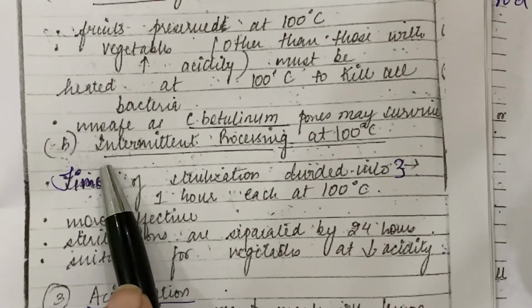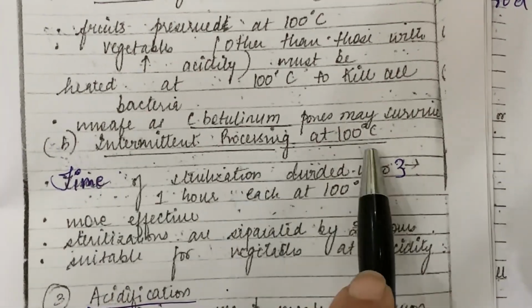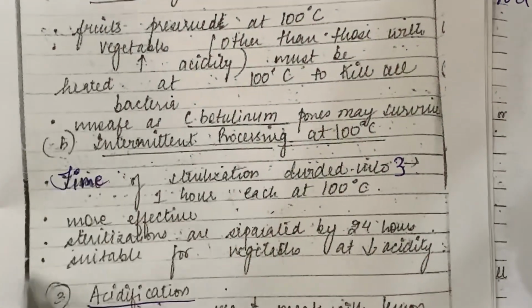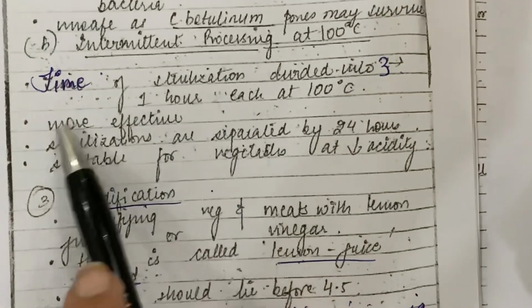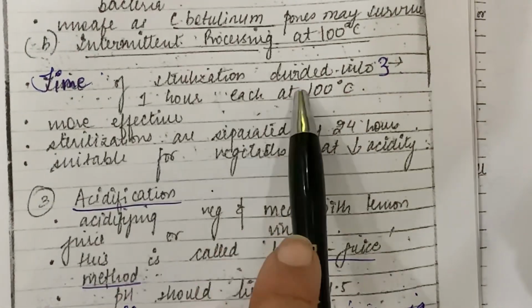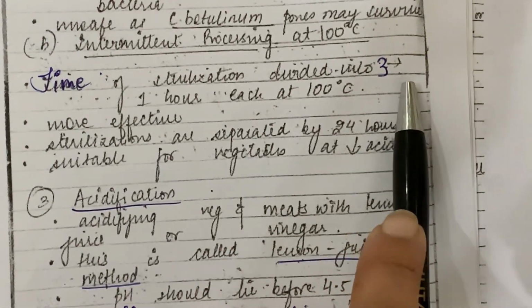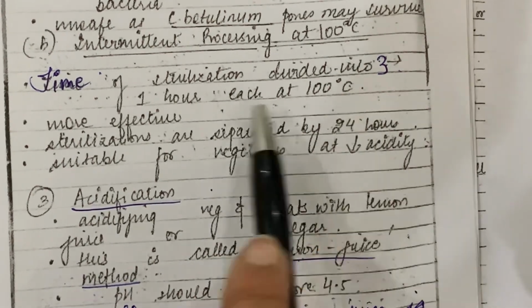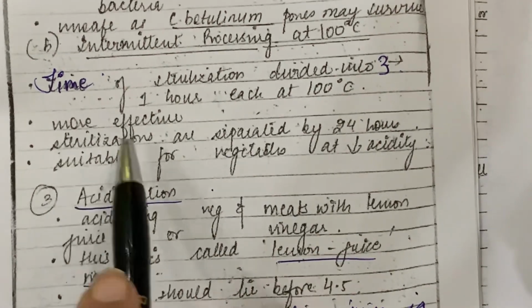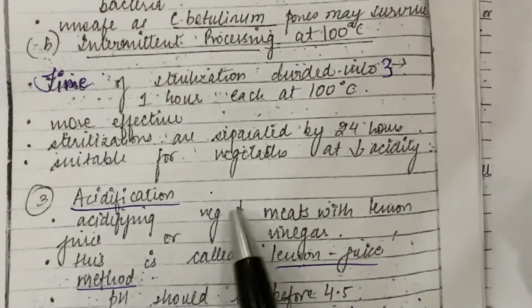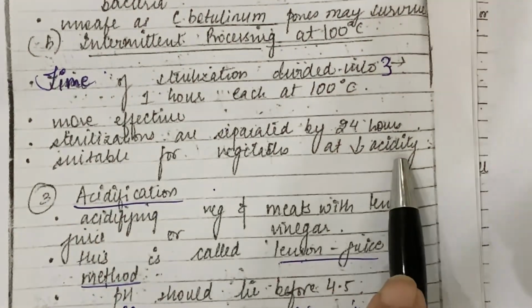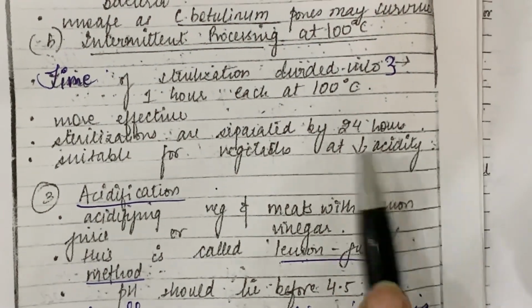The second one is intermittent processing at 100 degrees Celsius. All these are part of sterilization or processing below 100 degrees. So, intermittent means the sterilization is divided into 3 sessions of 1 hour each at 100 degrees. It is more effective and they are separated by 24 hours. It is usually suitable for vegetables with decreasing acidity.